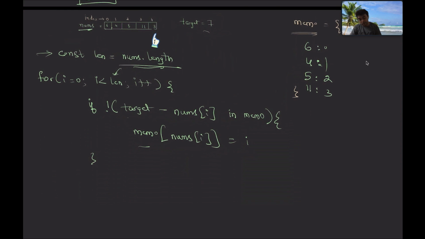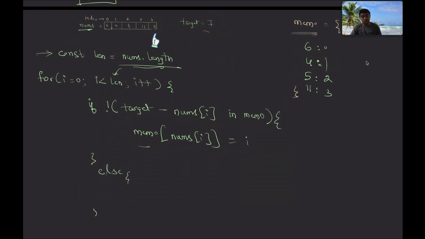And finally, we reach the last element. And here we check target minus nums of I. So 7 minus 3. Is it in the memo? It is not in the memo. But we have that right here. So this if condition doesn't hit. So we go here. So we need an else statement here. So let's write that. Else.